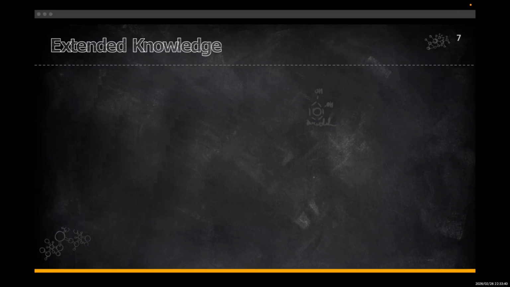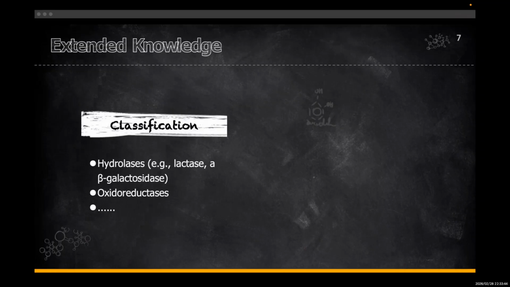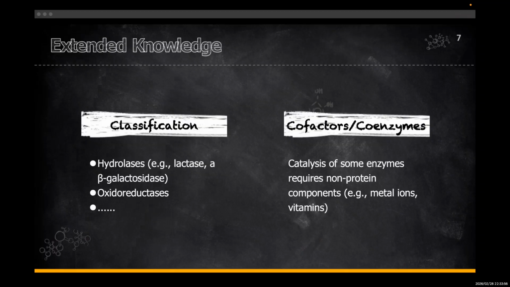Beyond the lecture content, let's expand a bit. Enzymes can be classified into different types based on their functions. For example, lactase belongs to hydrolases, which catalyze hydrolysis reactions. Additionally, some enzymes require non-protein cofactors or coenzymes, such as metal ions or vitamins, to exert their catalytic activity.